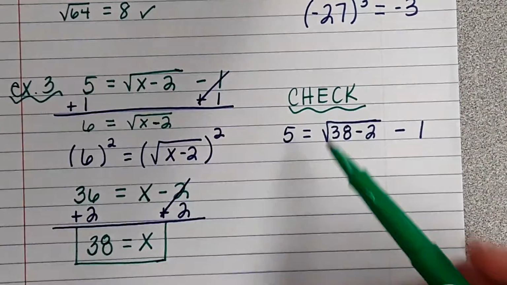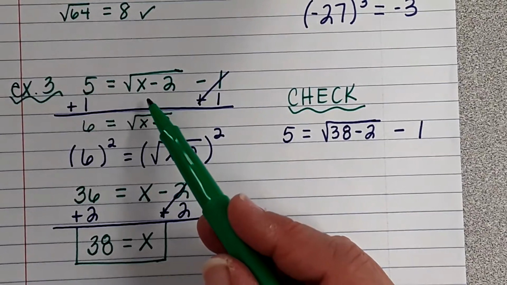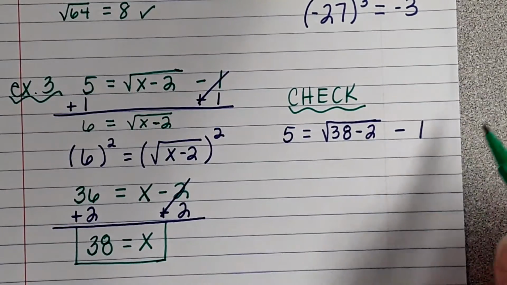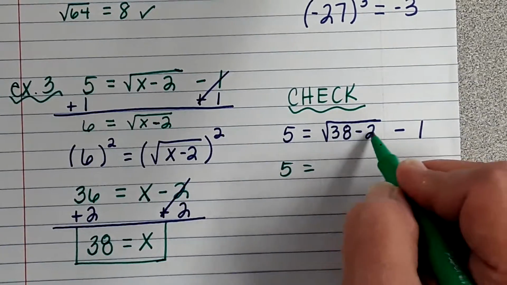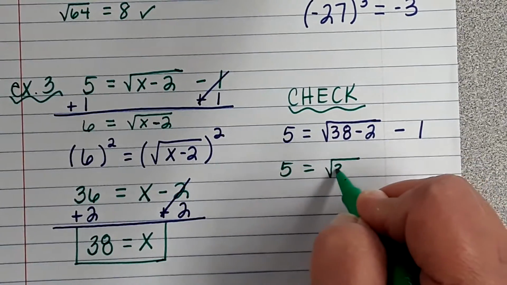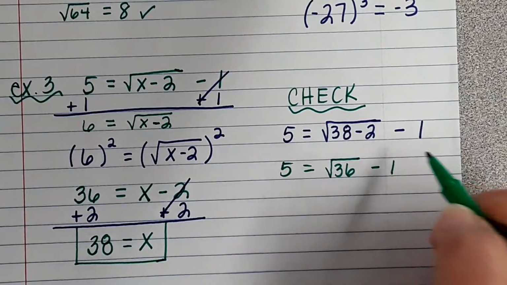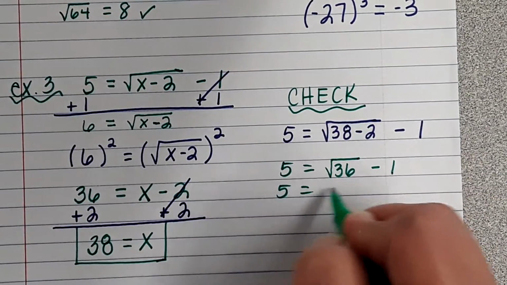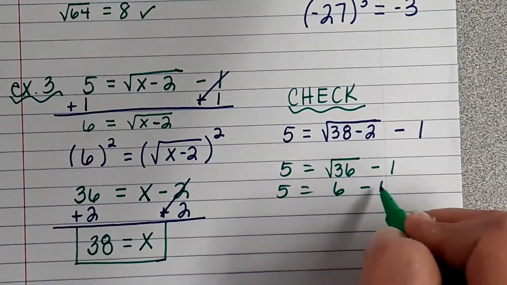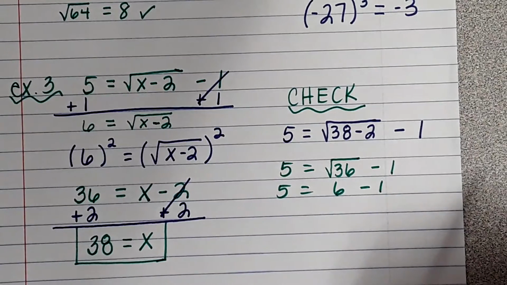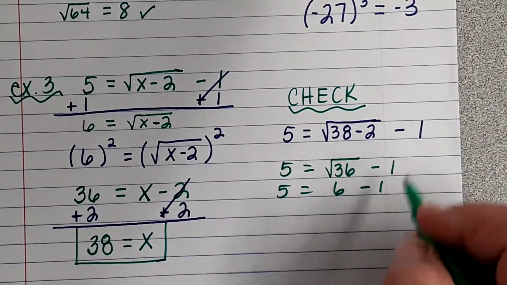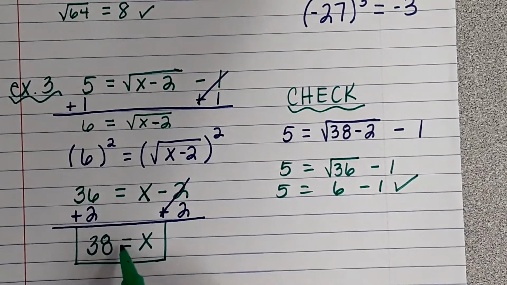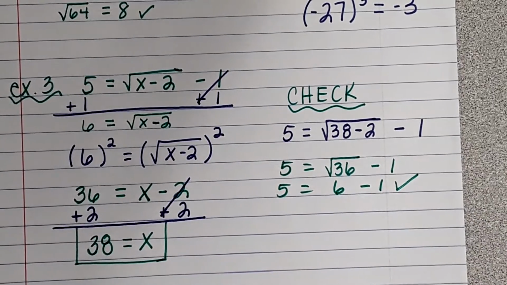So what I did is check it. I'm going to plug in 38. This 38 minus 2 is the square root of 36. Does 6 minus 1 equal 5? Yes. Then x equals 38 and you're done.